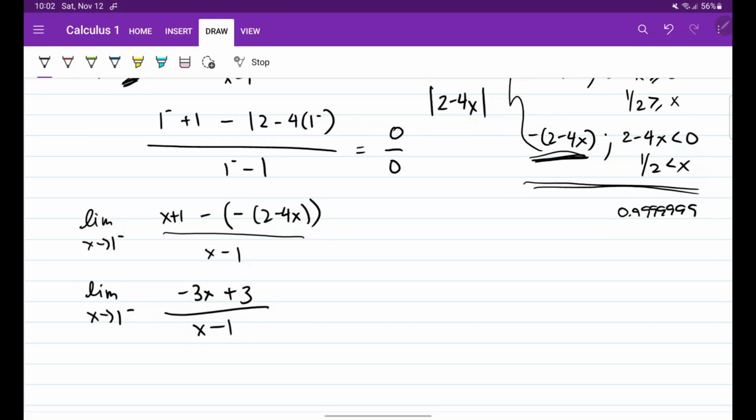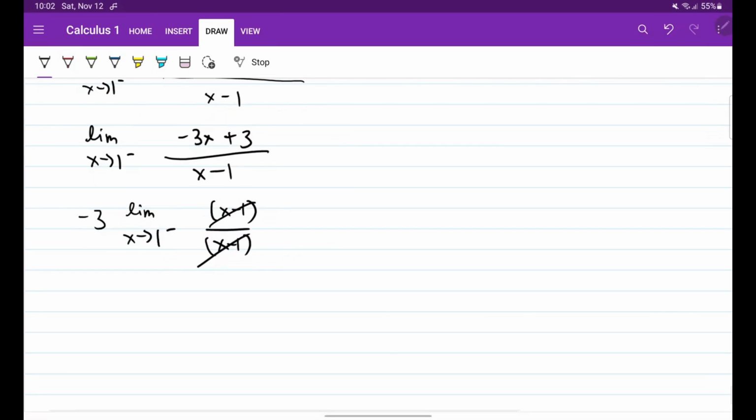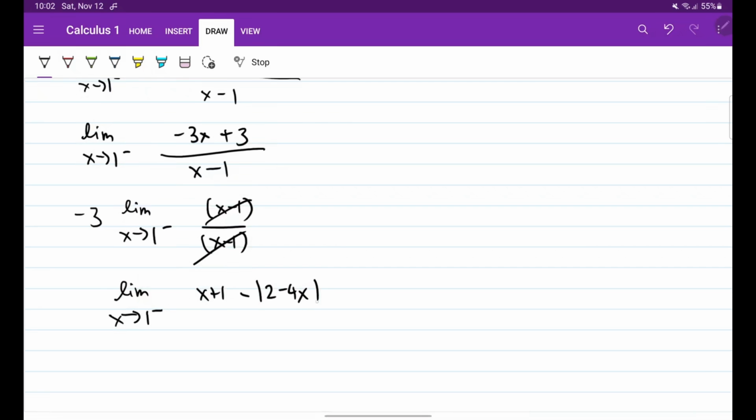So now we can try to factor out yung negative 3. So this will become negative 3 limit x approaches 1 minus ng (x minus 1) over (x minus 1). And this will just cancel out. Okay, so yung limit would be now just equal to negative 3. So meaning that the limit as x approaches 1 minus ng x plus 1 minus |2 minus 4x| all over x minus 1 is just equal to negative 3.